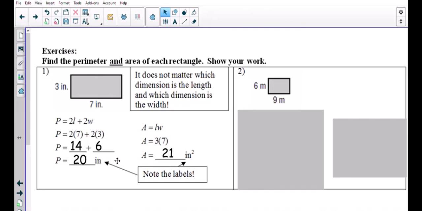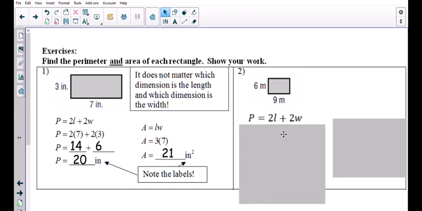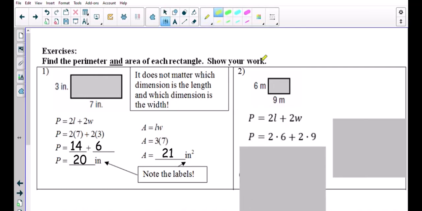All right, number 2. So I've got dimensions 6 and 9. So we're going to start with the perimeter, which is 2L plus 2W. So let's take 2 times 6. What I did was I replaced, let's highlight this, I replaced L with 6, this guy here. I replaced W with 9, that's this guy here. So I took 2 times 6 plus 2 times 9.